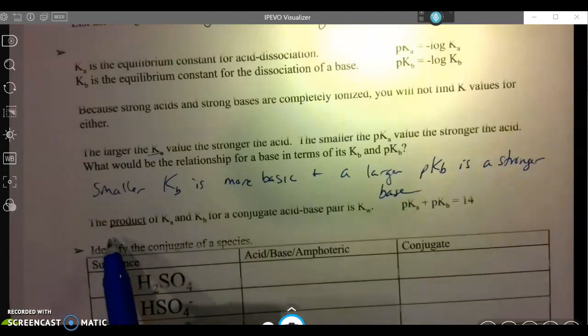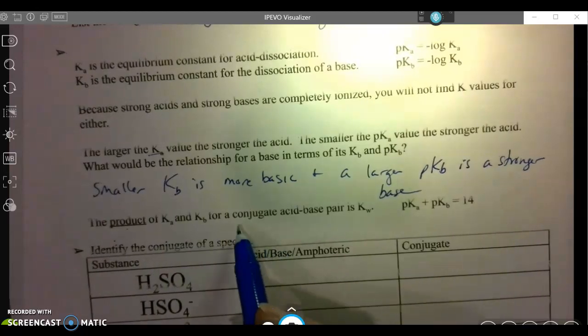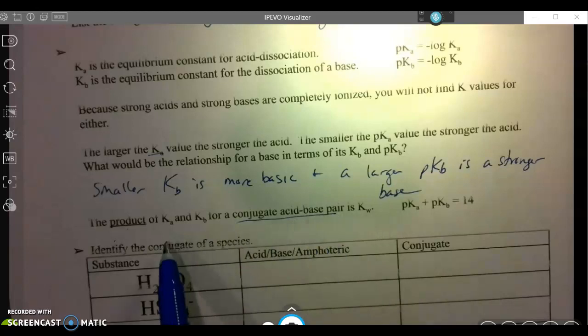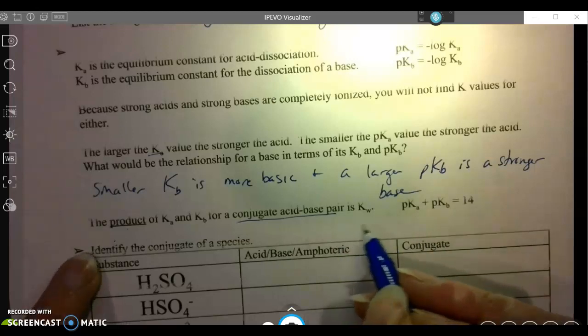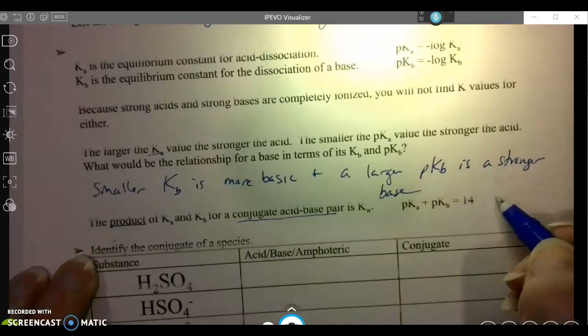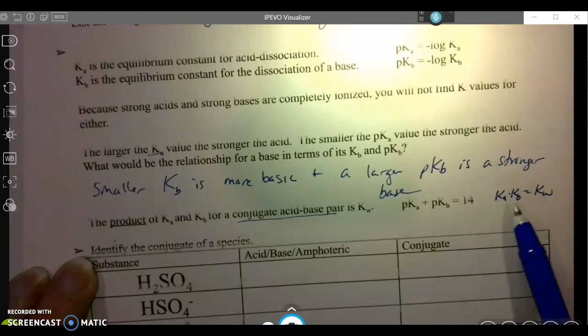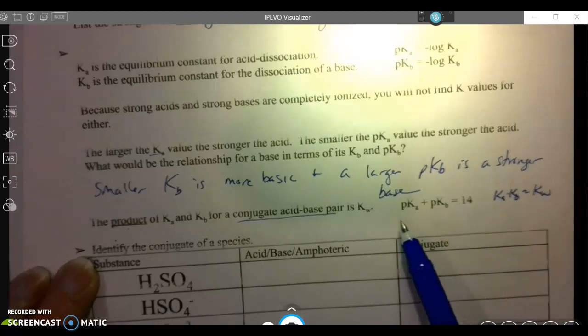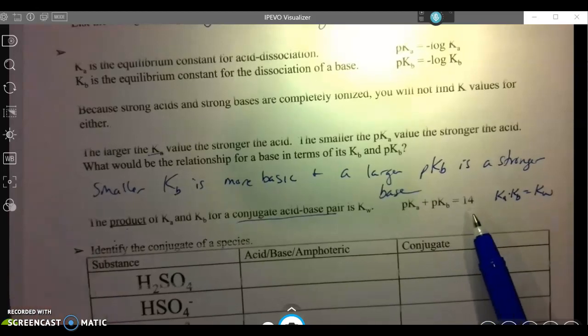And then you have this other very important relationship. If you know one part, a Ka or a Kb for a conjugate acid-base pair, you can find the other one through this relationship. Product means you're multiplying them. You saw that relationship in the pH packet. So you could have Ka times Kb equals Kw, and that flows exactly from here. The pKa plus the pKb is 14.